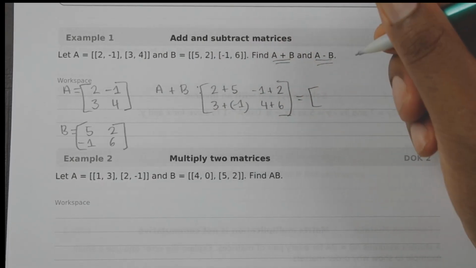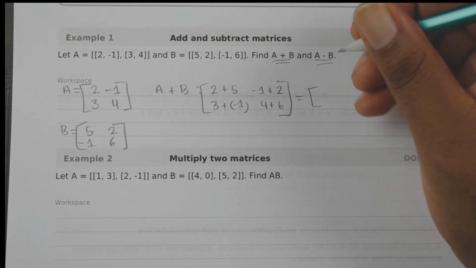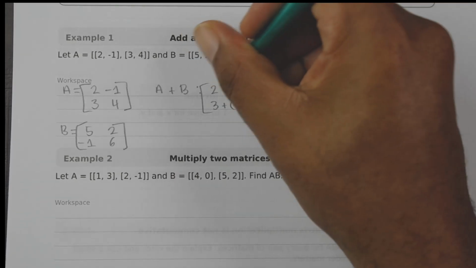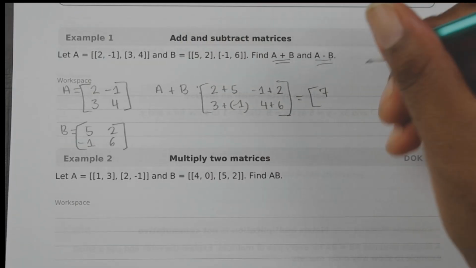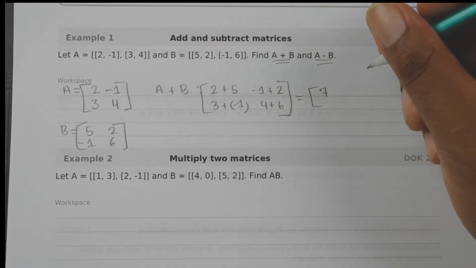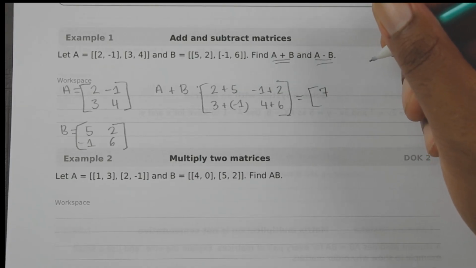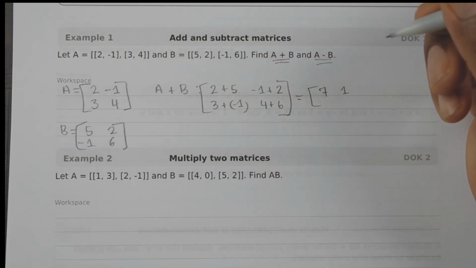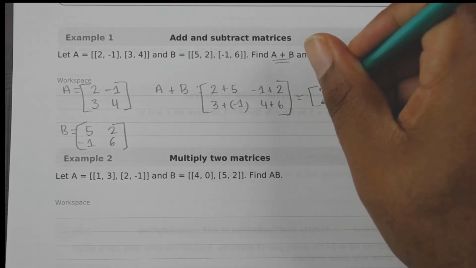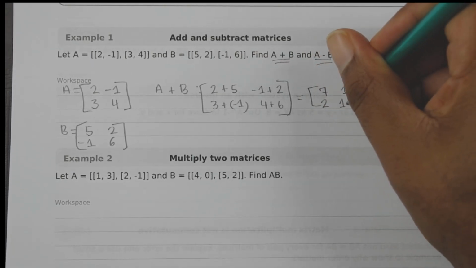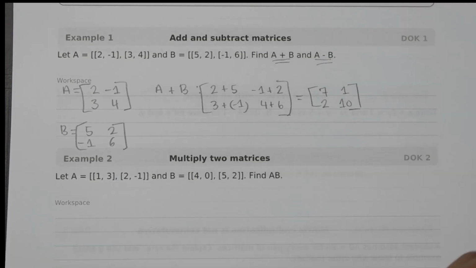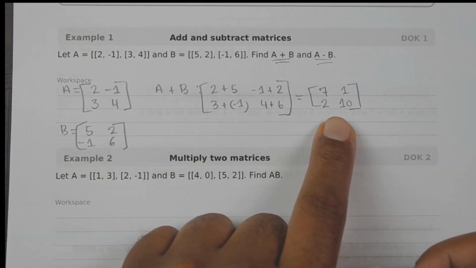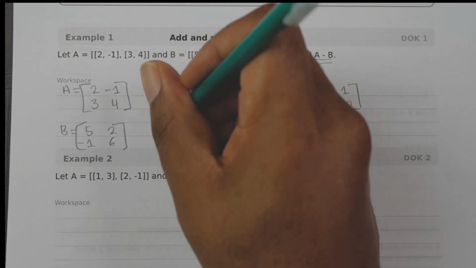So the final result for A plus B would be 7. 2 plus 5 is 7. -1 plus 2 would be +1. And then 3 plus -1 would be +2. And then this would be 10. So A plus B is 7, 1, and 2, 10. Now let's do A minus B.